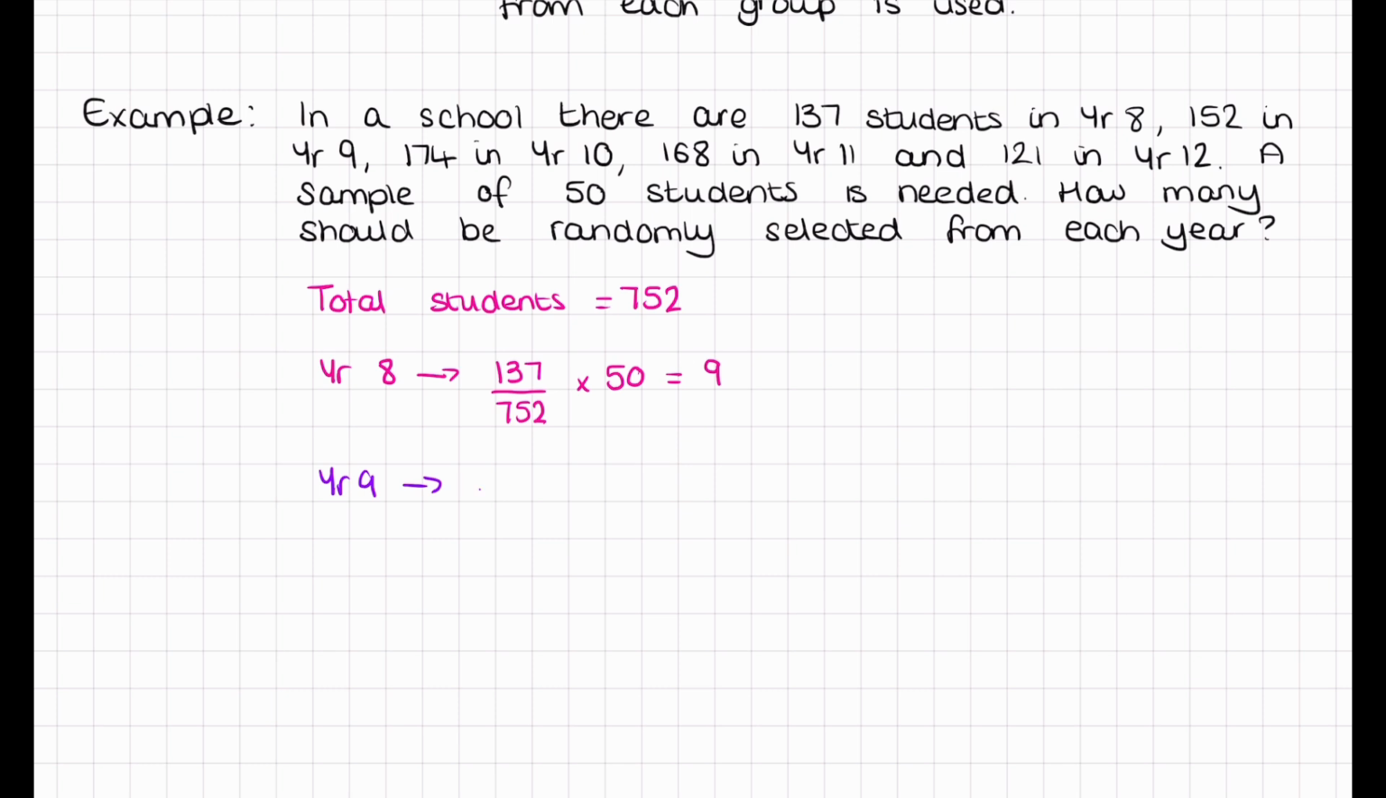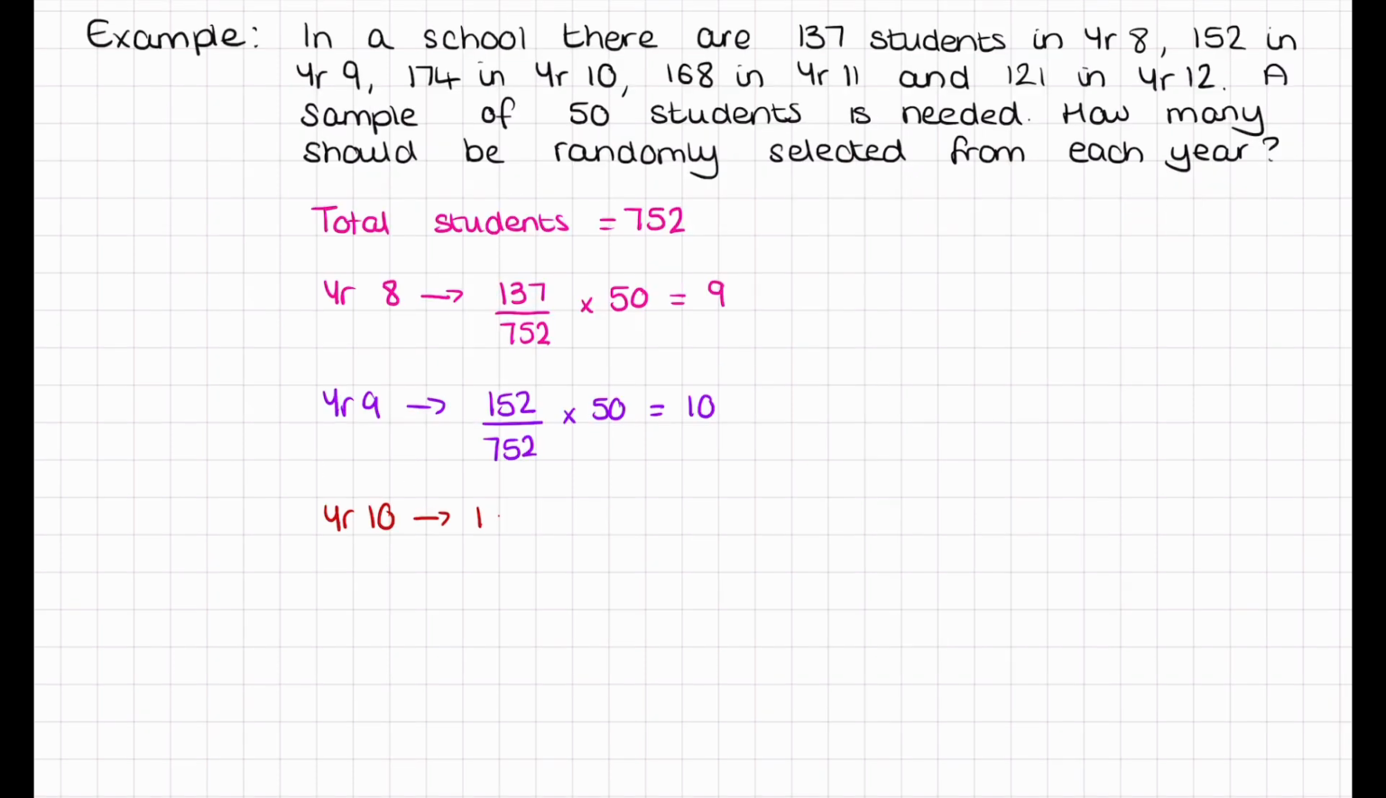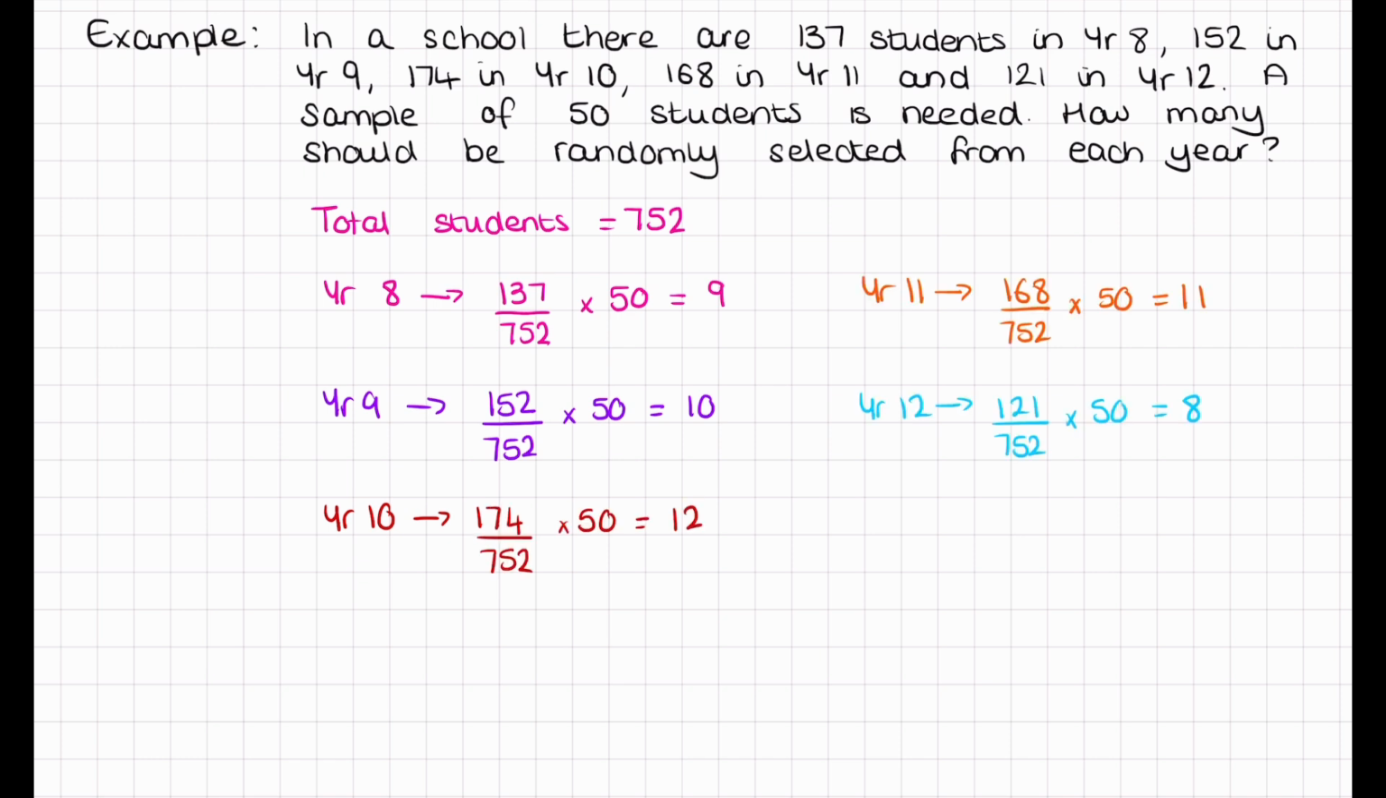Year 9 had 152 students, so it would be 152 divided by 752. What proportion are Year 9s out of the whole school, and then multiply by 50, our sample size, and we will get 10. Now I'm just going to complete the rest for you to get our total sample. And there you go, that tells us how many we need to randomly select from each year level, so it was proportionate. We want 9 from Year 8, 10 from Year 9, 12 from Year 10, 11 from Year 11, and 8 students from Year 12.